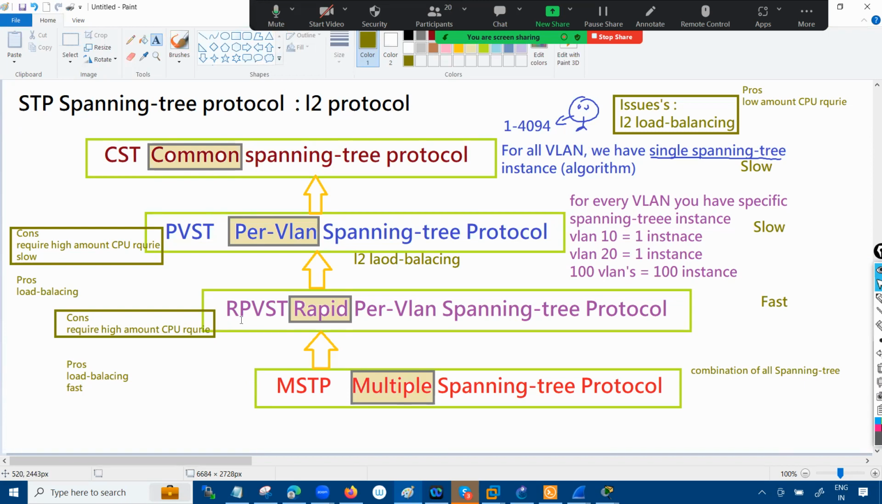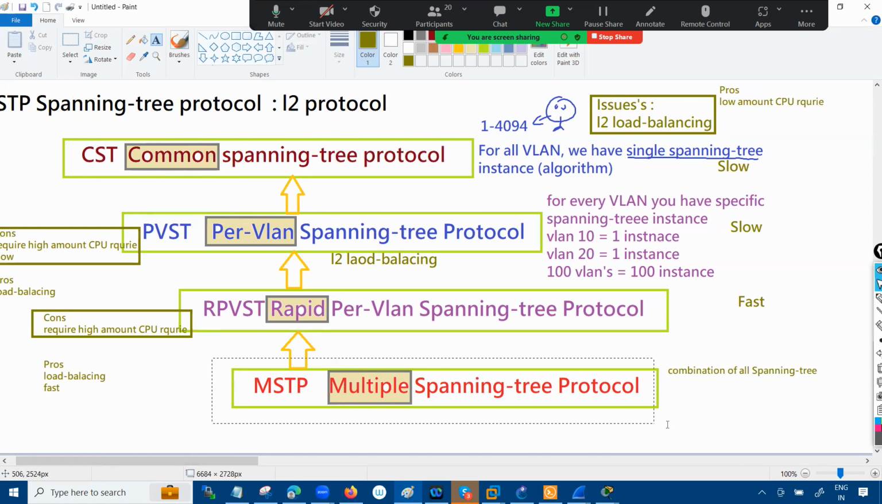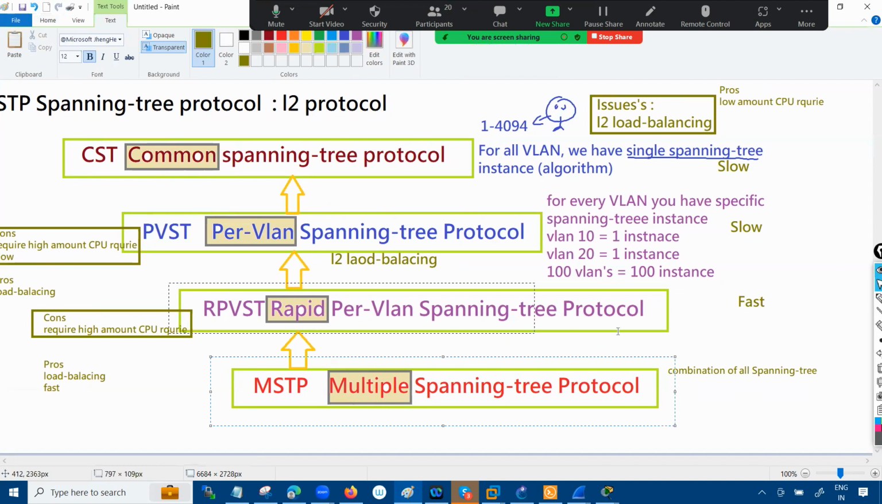If you have a high amount of CPU, you can go with RPVST. If you have low CPU, you can go with the MSTP protocol. But the speed is the same. For example, if you have a very small number of VLANs, like 5 to 6 VLANs, you can go with RPVST, that is fine. But if you have a very high number of VLANs, maybe 100+ or 200+ VLANs, in that case you need to go with the MSTP. It depends on the number. For a big network, you run MSTP. For a small network, you can go with the RPVST.